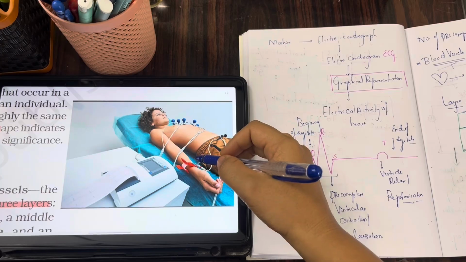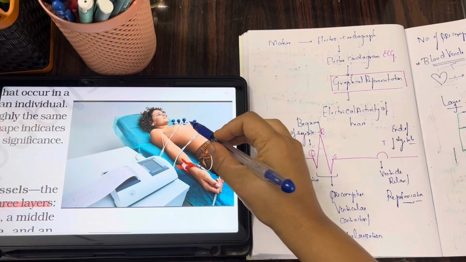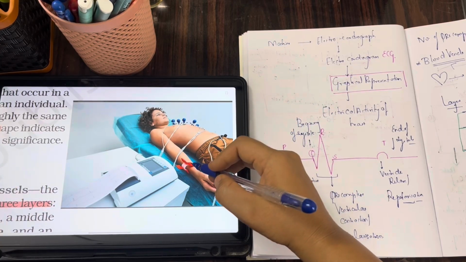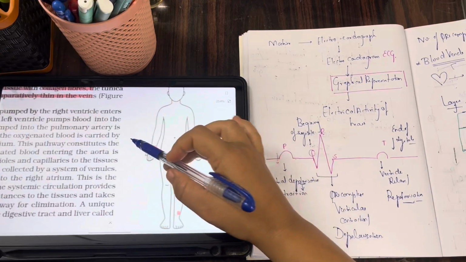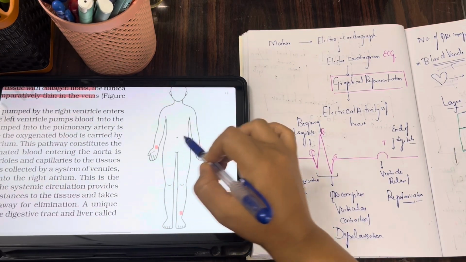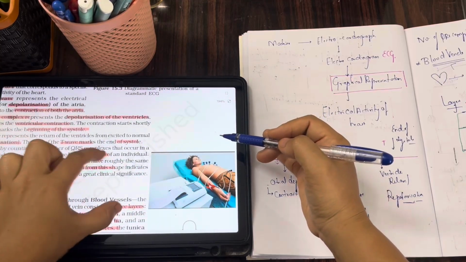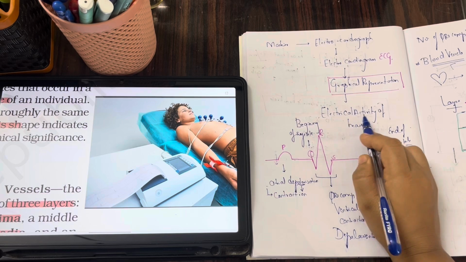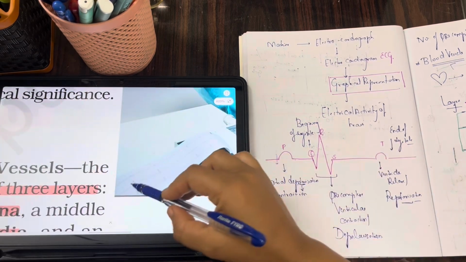These are nothing but which we are connecting to humans. So you have chest leads, and you have leads which will be attached to both of your wrists, right and left, and on your left leg. So you are attaching the leads to the right and left hands and the left leg. Once you attach this, you will get a graphical representation of the electrical activity which is happening in your heart. That will be obtained through this sheet.